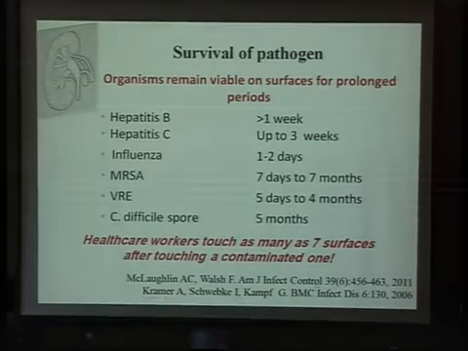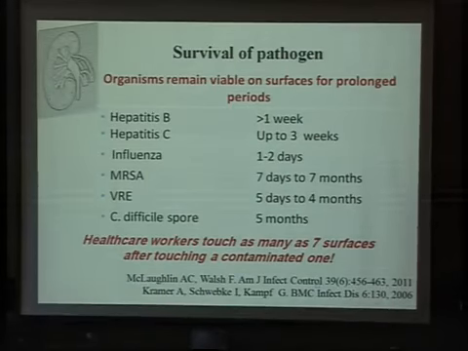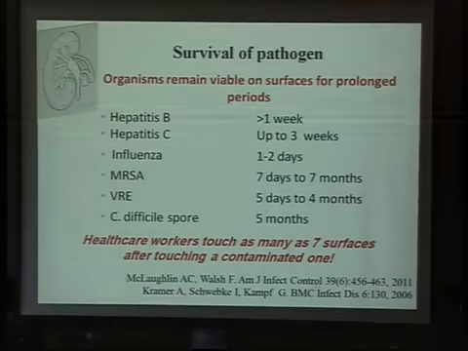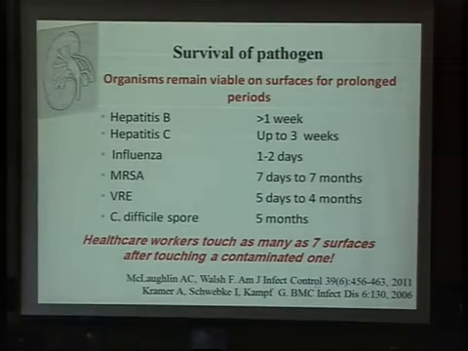This is a very important slide, the survival of the pathogen in the environment. This is very critical, we should know, because it is the cause of the spreading of many pathogens either in the community or in healthcare. For hepatitis B, it can stay up to 1 week. For C, up to 3 weeks. The influenza, 1 to 2 days. MRSA from days to months, and also VRE, vancomycin-resistant enterococci, up to 5 months.